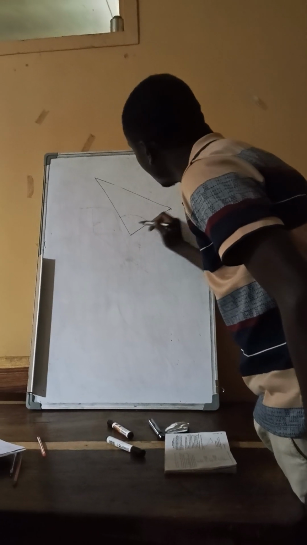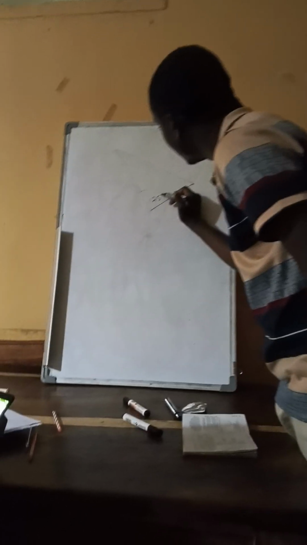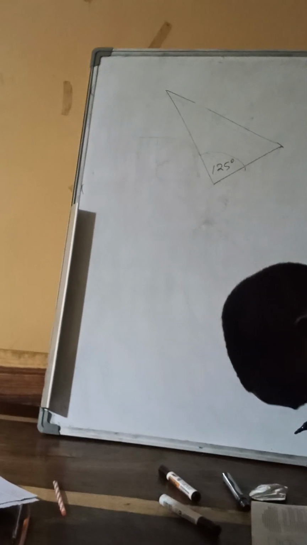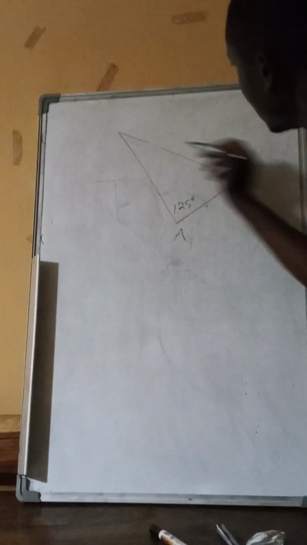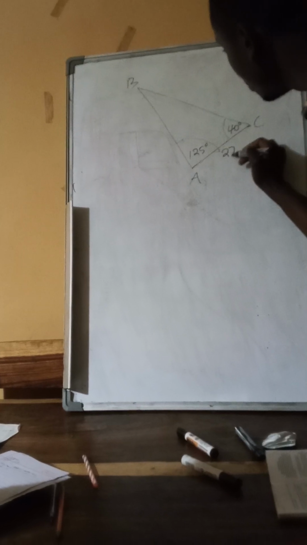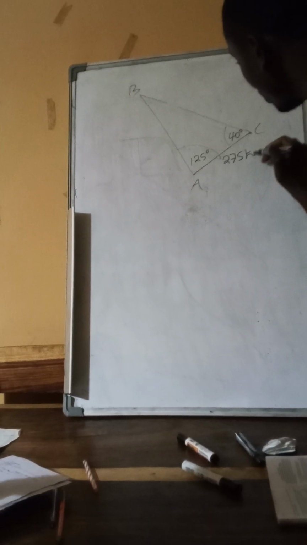It was only trigonometry. This angle was given as 125 degrees. Then I've got points A, C, and B. Angle ACB was 40 degrees. The distance AC was 275 kilometers.